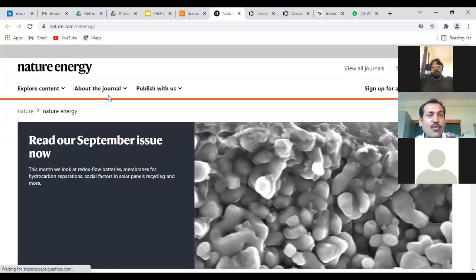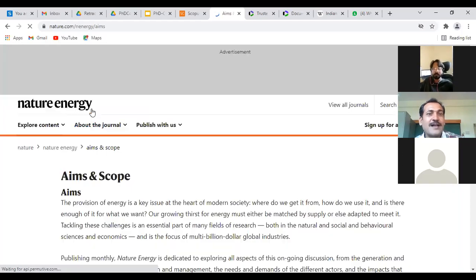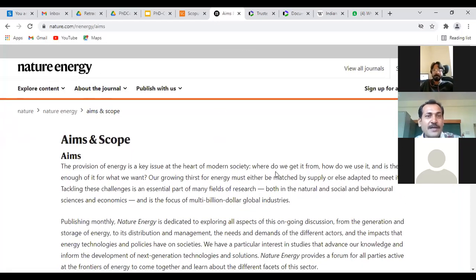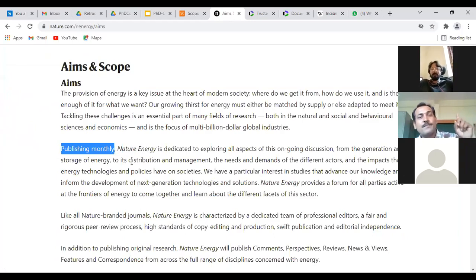And if you want to see what type of research one can publish here, you can go to the about the journal and the aim and scope, right? If you click on aim and scope, you will know what type of research can be published here, right? So, and also how many times the journal is published, right? So once publishing monthly means one issue per month is published.